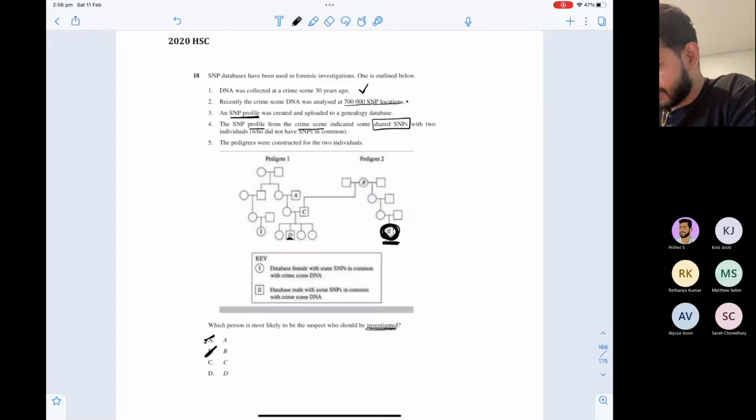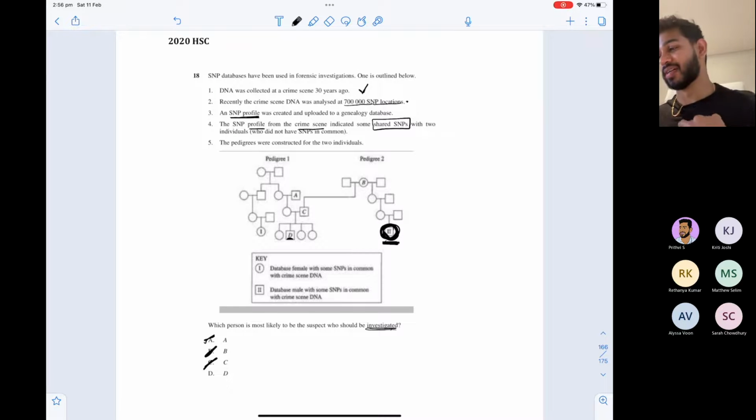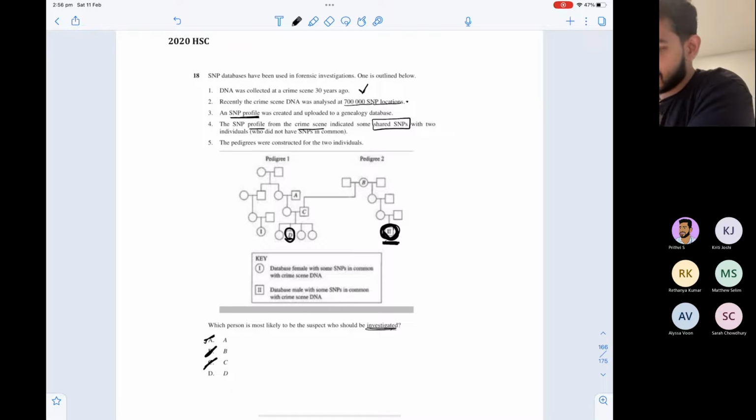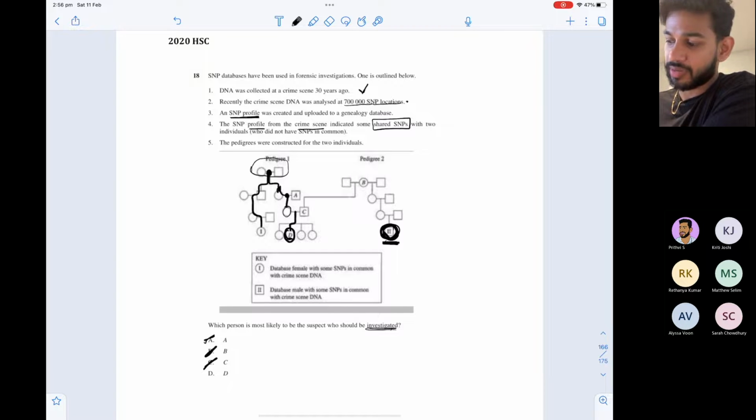Option C, is individual C related biologically to person 1? No. So again, you cancel out C and you're left with D, right? But let's logically break it down. Individual D has parents, and this parent came from this parent, and this individual came from this great, however many great grandparents. And person 1 also shares the same, however many number of greats there are, grandparent.